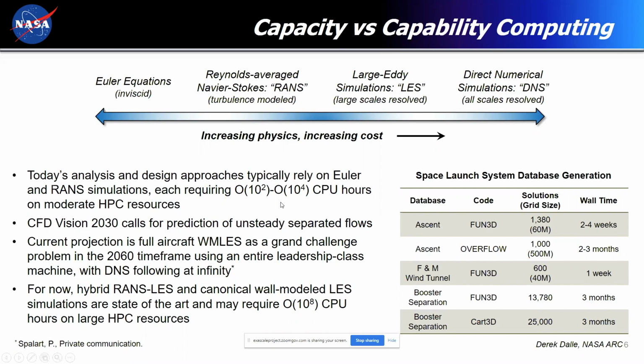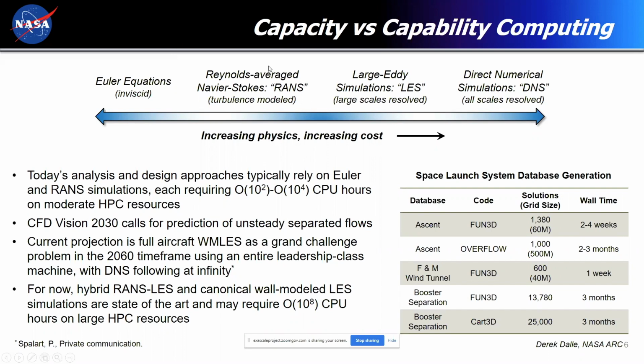So let me dig into a little bit of capacity versus capability, and this is a fundamental challenge in a resource-constrained environment. On the left, if you're familiar with, say, the Euler equations, very simple PDEs that ignore the effects of viscosity, and then as we march towards the right on this plot, increasing physics, but obviously at an increased cost.